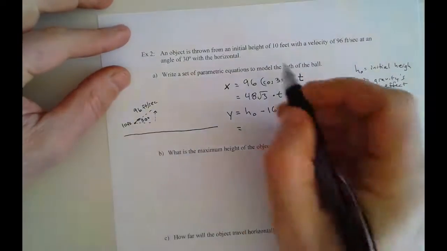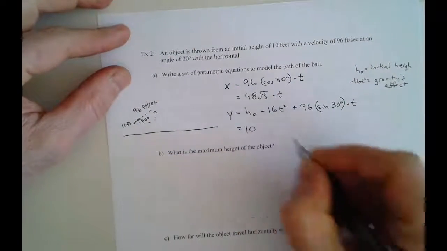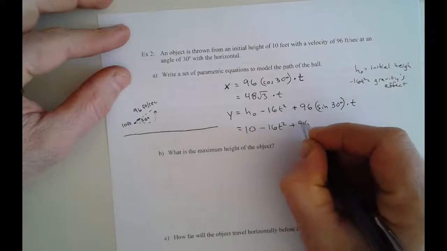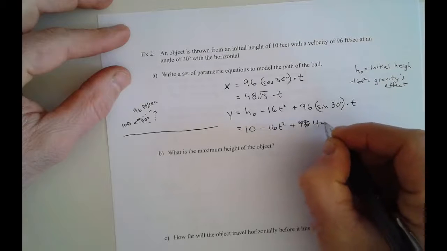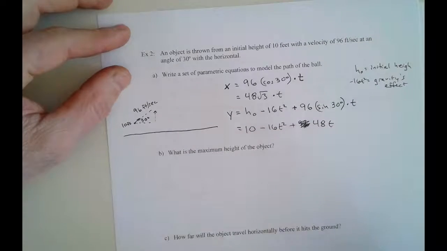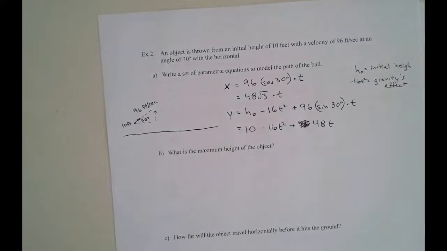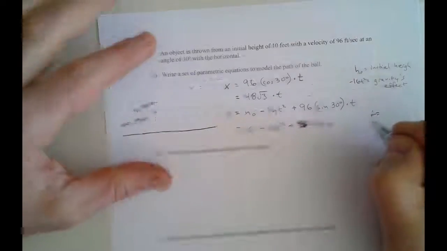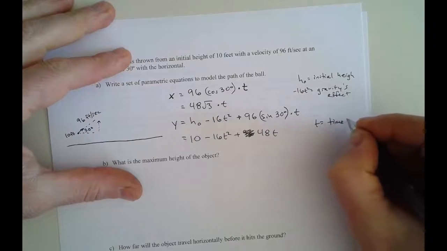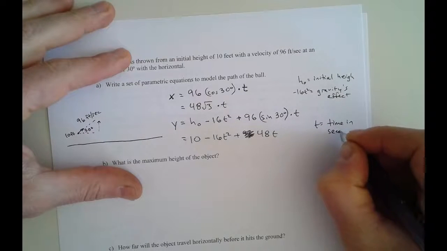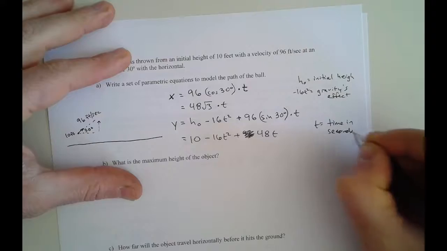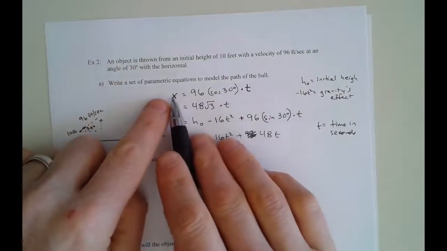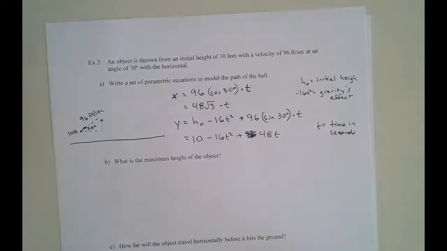Okay, so the height is 10. Oh, that's 1/2, so we're going to put 48t there. Sorry about that. There's my equation. t is time in seconds. Again, these parametrics, especially with the word problems, make sure you label what you have there. So those are my two equations. Write a set of parametric equations. There's one, and then there's the other.